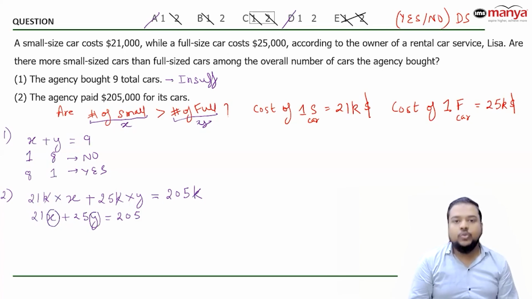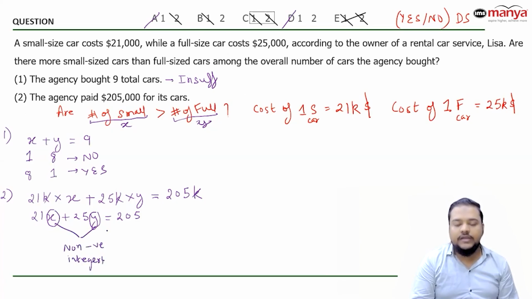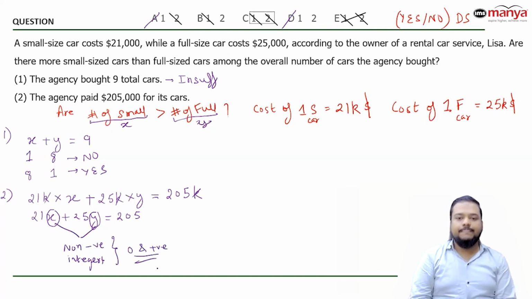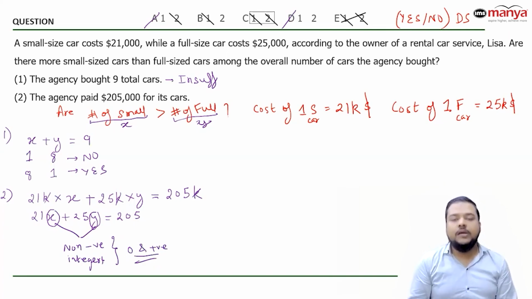So what I can say for sure from here is that the values of X and Y could be 0 or a positive integer. They might have bought some set of small size cars and full size cars, or maybe just exactly one of them. So I can conclude that X and Y are nothing but non-negative integers. And what are non-negative integers? Non-negative integers are nothing but 0 and positive integers, because the number of cars they bought might be 0 or a positive integer for each individual category.